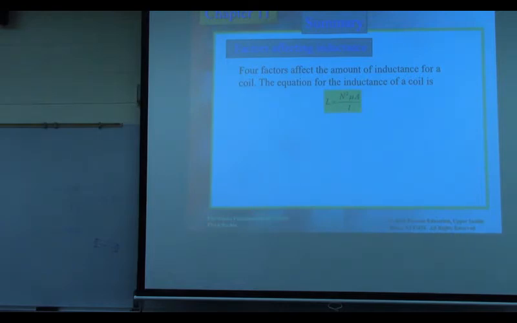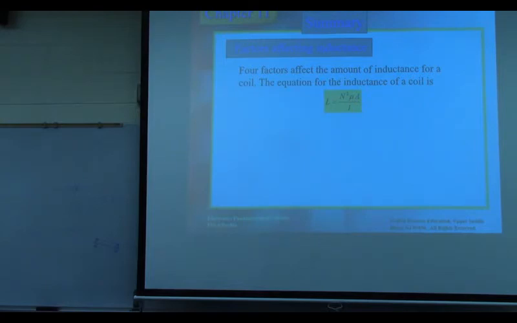So if you have, as I said, just a straight wire, then N equals 1. If you have one turn, N equals 1; if you have 10 turns, then N equals 10, right? That is called mu, the permeability of the material inside the coil. Usually we can just use the mu in free space. That is different from the dielectric constant; different materials have different dielectric constants.